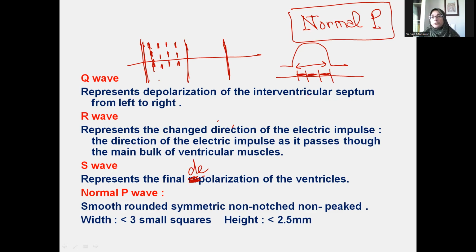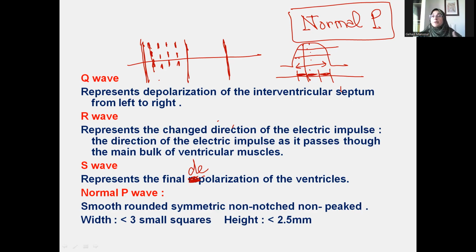So first of all, you're going to count the small squares. They shouldn't be more than 3 small squares. And then you're going to see the height of the P wave. The height of the P wave should not be more than 2.5 millimeters, which just means 2.5 small squares. These are 3 small squares. It should be less than 2.5 small squares, okay?